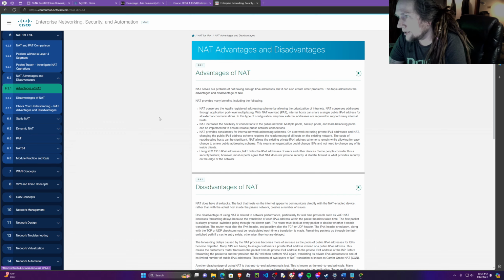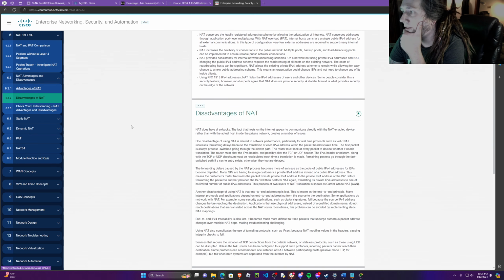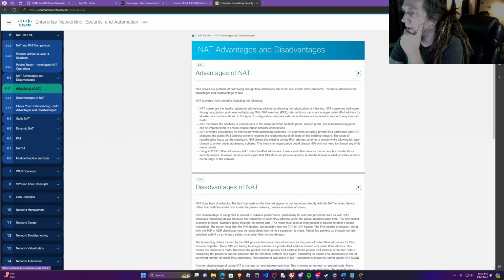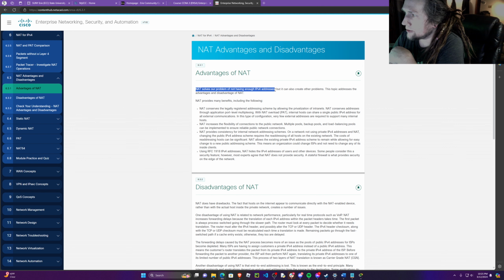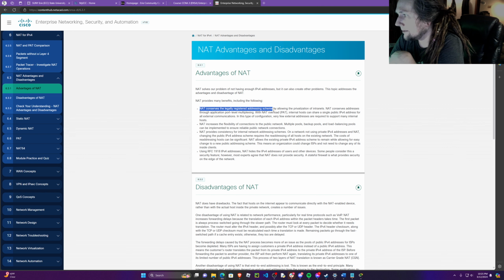6.3.1. All right. We have advantages and disadvantages of NAT. NAT solves the problem of not having enough IPv4 addresses, but it can also create other problems. This topic addresses advantages and disadvantages of NAT. NAT provides many benefits, including the following. NAT conserves the legally registered addressing scheme by allowing the privatization of internets.